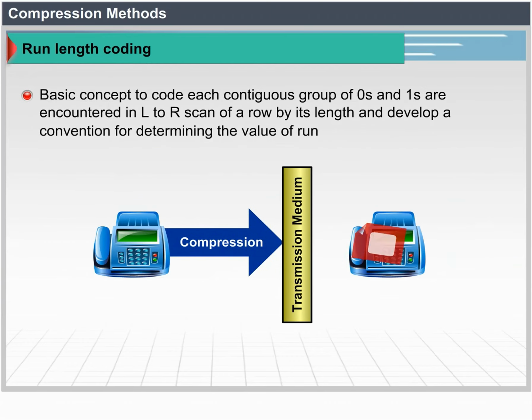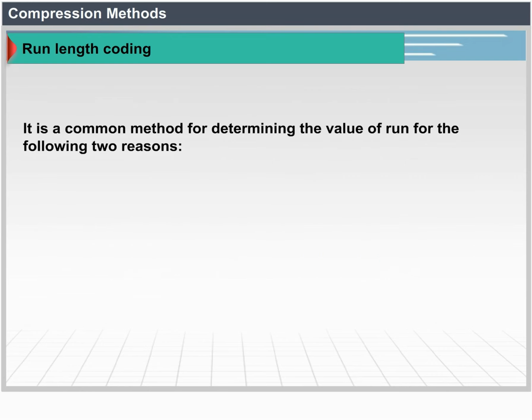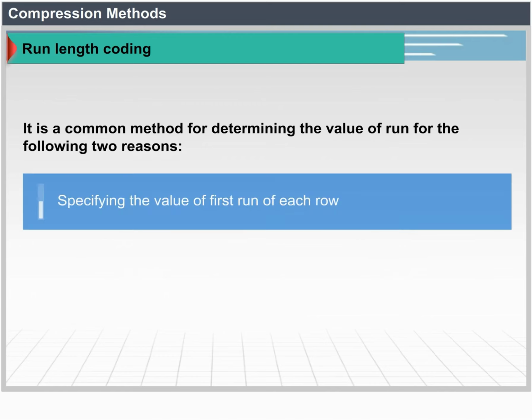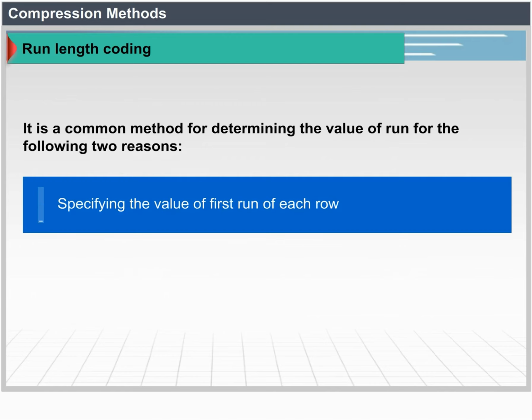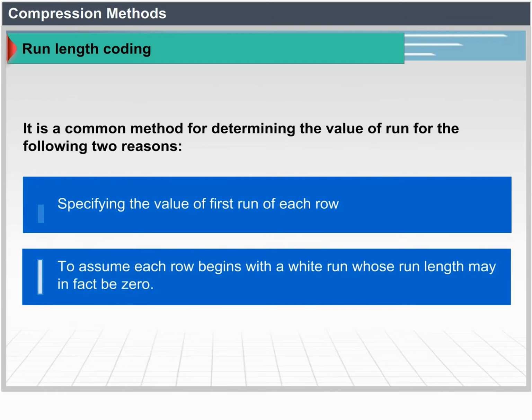Run length coding. A standard compression method which is used for facsimile. The basic concept is to code each contiguous group of zeros and ones encountered in a left to right scan of a row by its length, and develop a convention for determining the value of the run. The most common method for determining the value of the run is to specify the value of the first run of each row, or to assume each row begins with a white run, whose run length may in fact be 0.